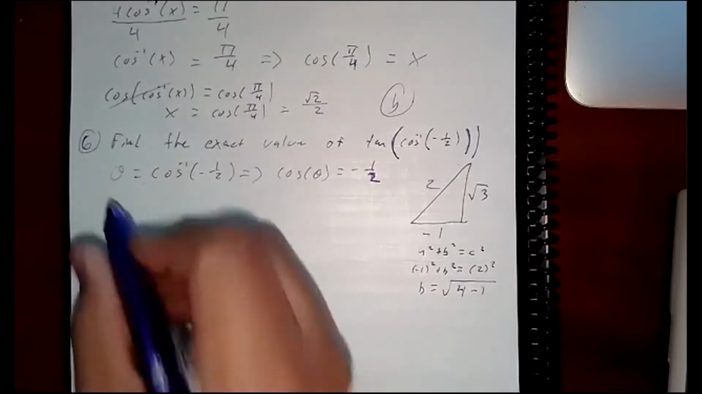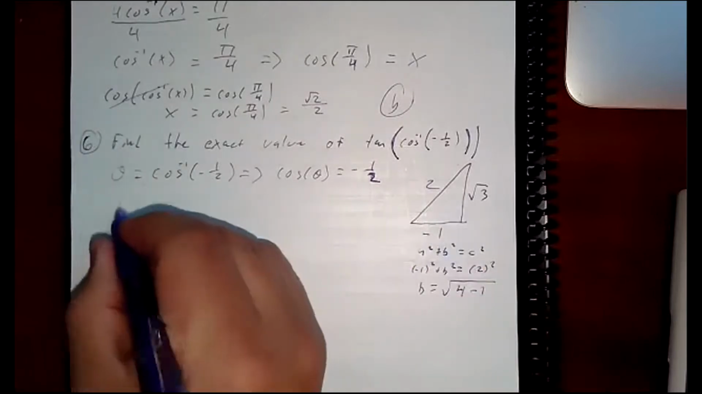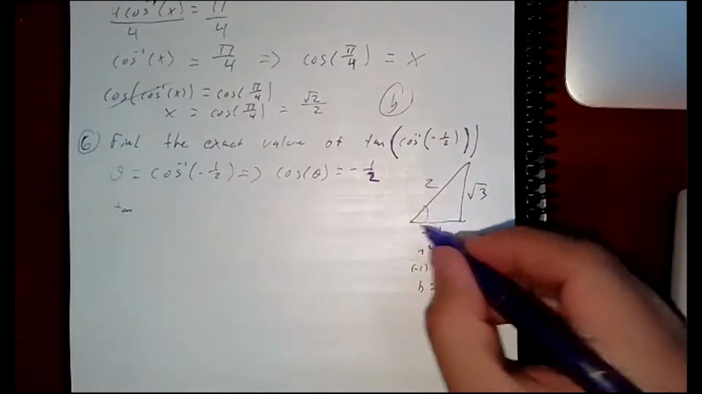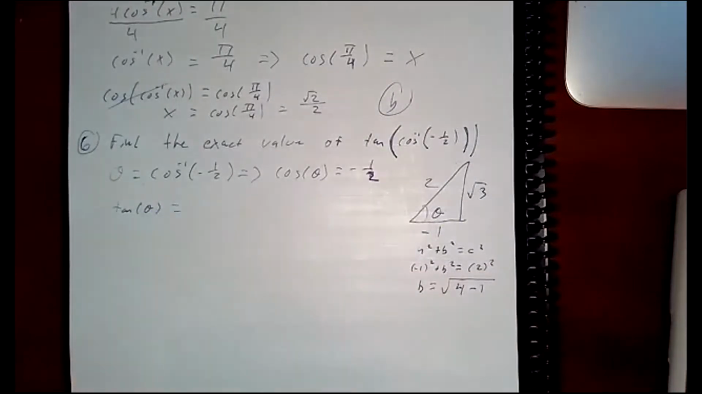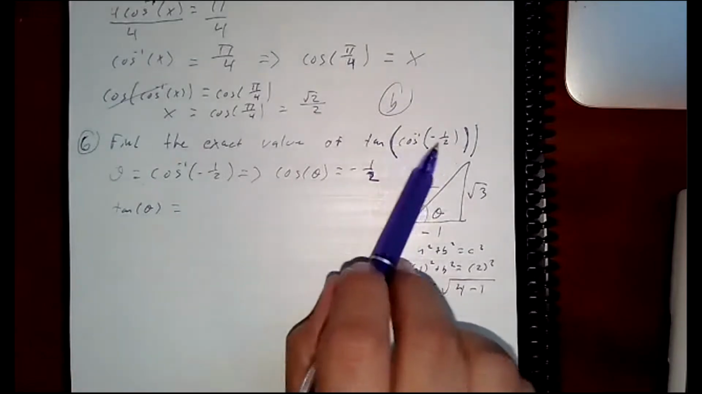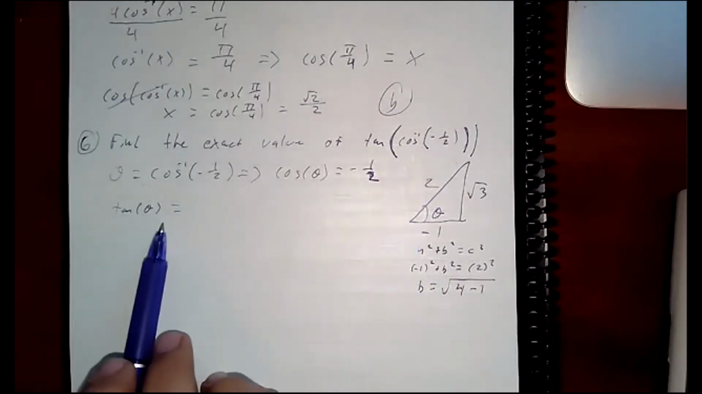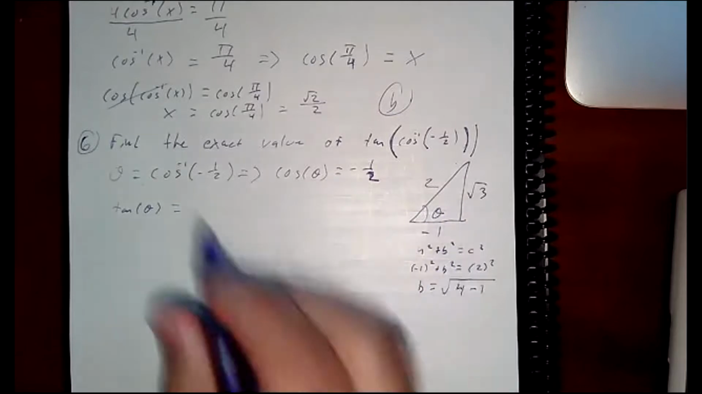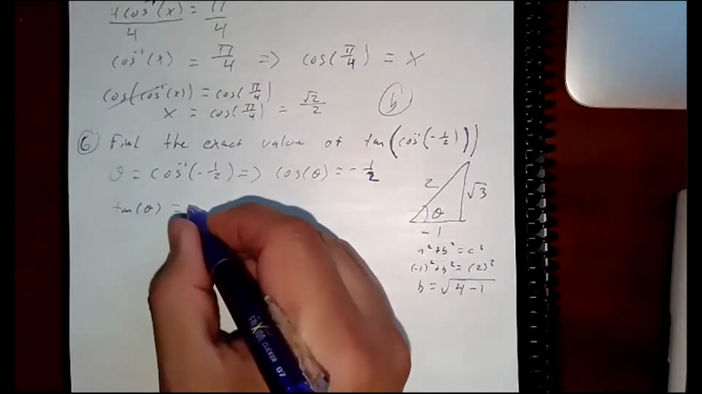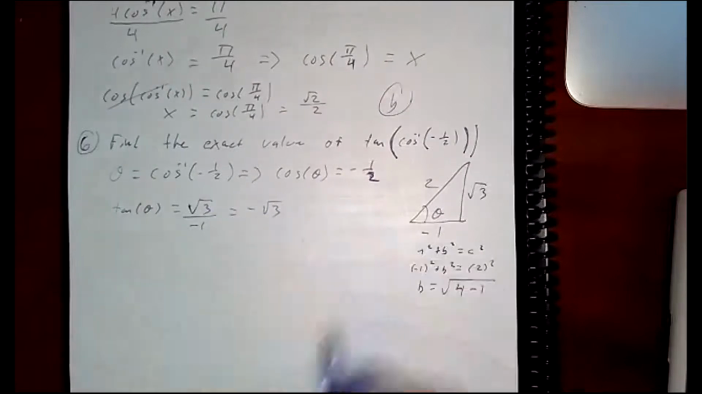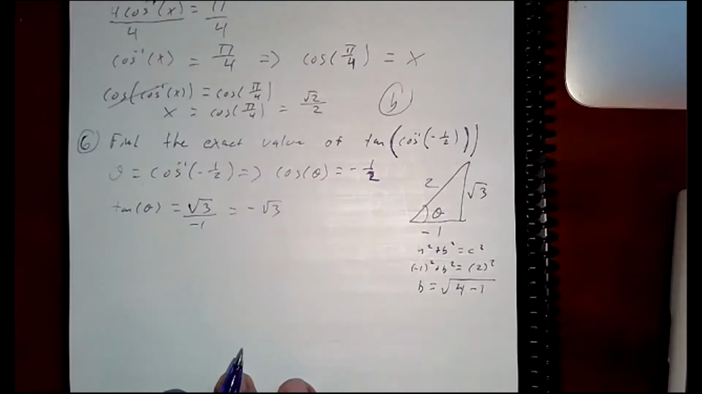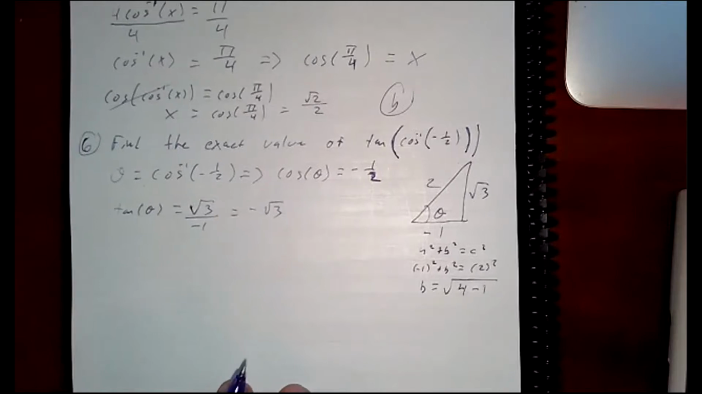So now the question becomes, what is tangent? Tangent of this theta, assuming this is theta here, that's the assumption that I made. Tangent using this information will equal opposite over adjacent. So √3 over -1. And that is answer A. You guys have any questions on part 6?